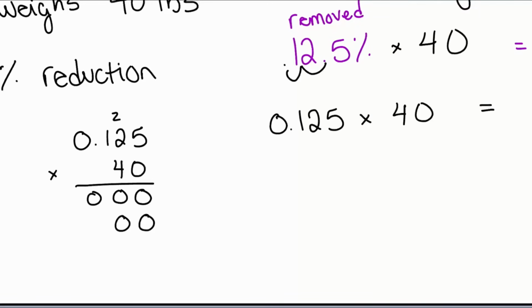Carry the 2. Then we have 2 times 4. That's 8. Carry the 2. And that'll be 10. Carry the 1. Then we have 1 times 4, which is 4. Carry the 1. That is 5. Add everything back up, and we're going to get 0, 0, 0, 5.